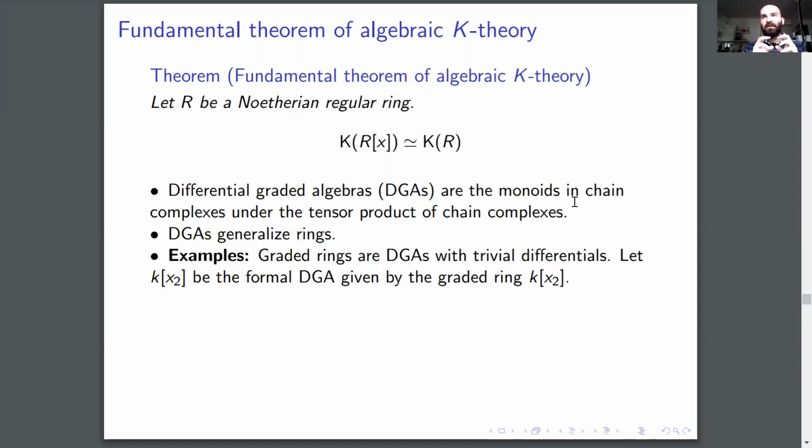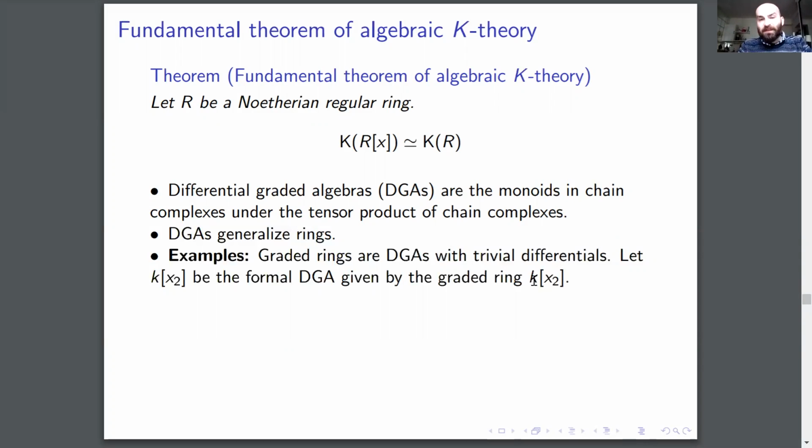Or if you take... and then you can do even more. If you take a graded ring, then you can think about this as a DGA, right? The degree I graded part would be thought of as the chain complex at degree I, for example. So if you take a graded ring, you can also think about this as a DGA with trivial differentials. So a DGA is basically, in a way, a generalized ring. And formal DGAs basically give you these graded rings.